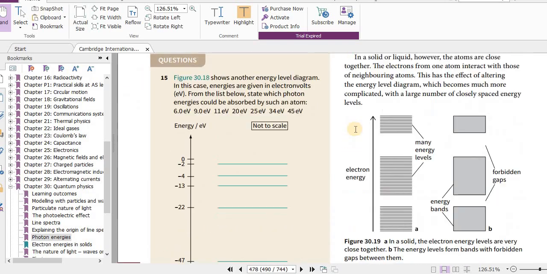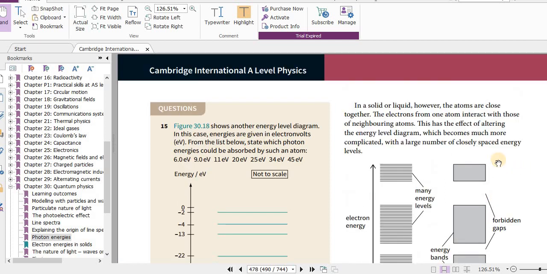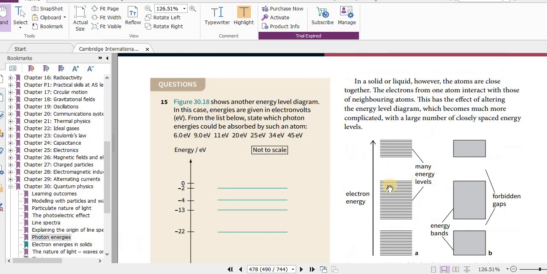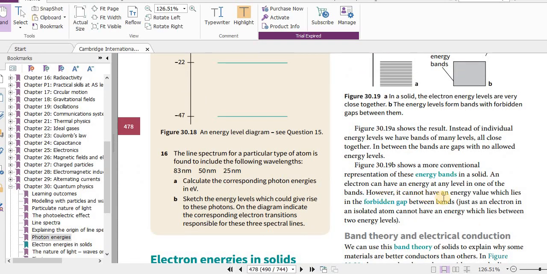Now see, the electrons can be in these energy levels, but they can't be between the energy levels. So they have to be either in this energy level, or this one. They can't be in between. Those are the forbidden gaps, so they cannot exist there. The electrons have to be in one of the bands. An electron can have an energy level at any level in one of the bands. However, it cannot have an energy value which lies in the forbidden gap between bands, just as an electron in an isolated atom cannot have an energy which lies between two energy levels.